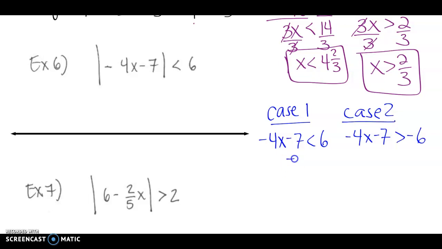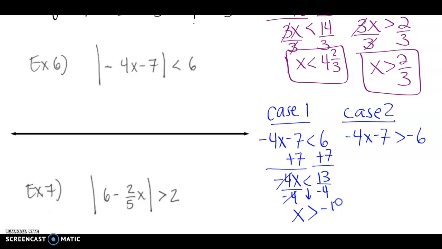We're going to add 7 to both sides. And the 7s are gone, so I have negative 4x is less than 13. And I'm going to divide by a negative 4 and think about what I'm going to need to do when I divide by a negative. I have to flip the direction of the inequality symbol. So I have x is greater than negative 13/4.